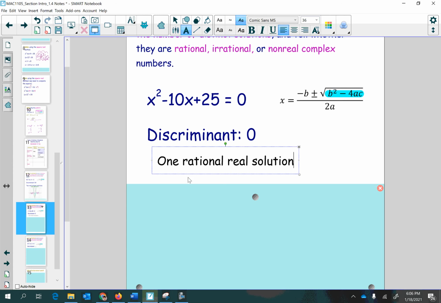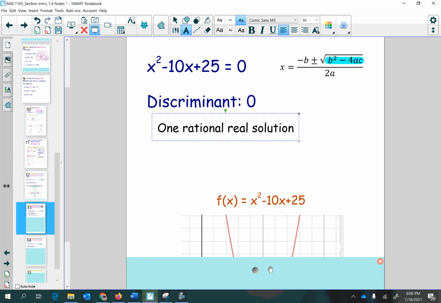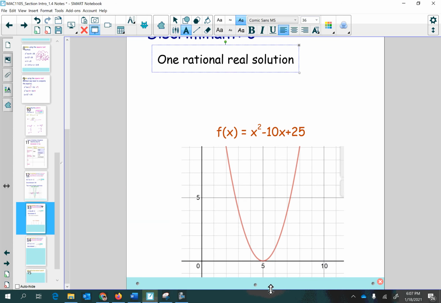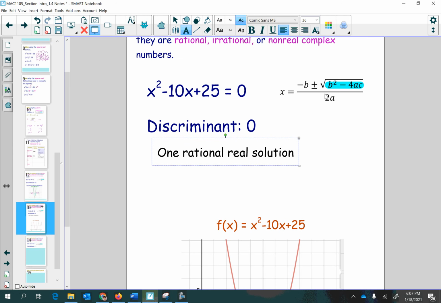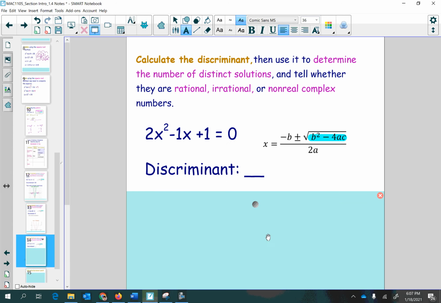Now let's look at what that would look like if it was turned into a function and graphed. Look at that. This is your x-axis, and it's only touching one spot. That's where y equals 0. It only does it at x equals 5. So if we were to continue working out this whole equation formula, we would get that x equals 5, and that would be our only answer. All right, let's look at one more.